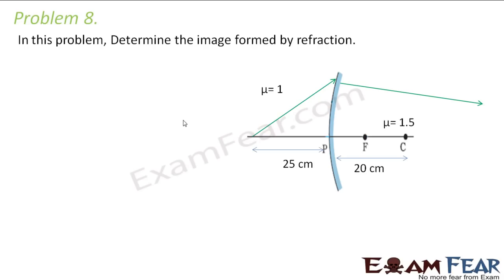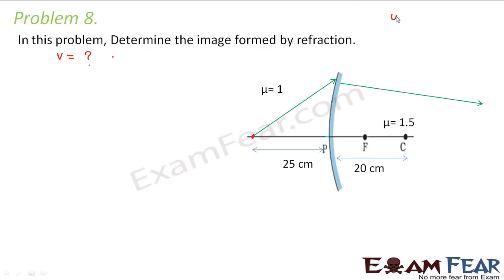In this problem, determine the image formed by refraction. So here again we have a spherical surface. This is the object. We have to find out the image formed by refraction, so in this case, V is what we have to calculate.